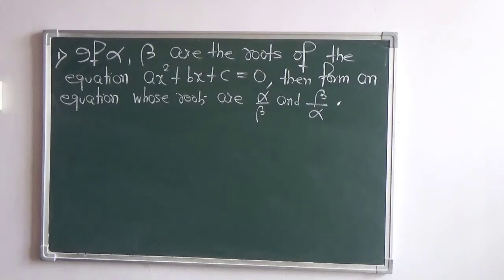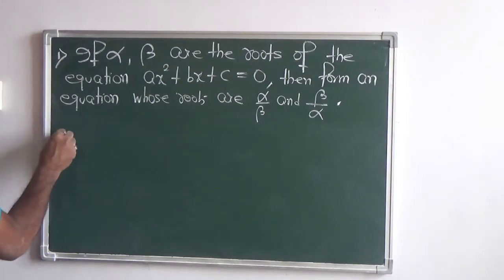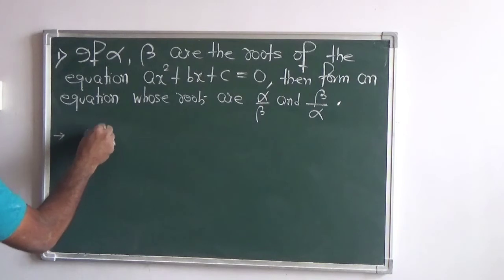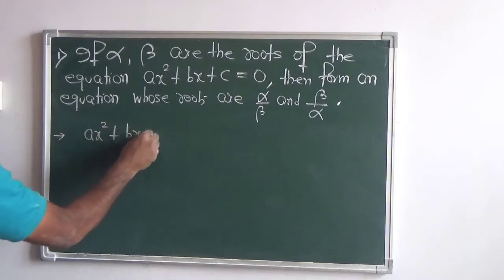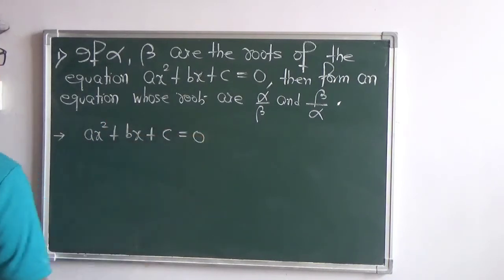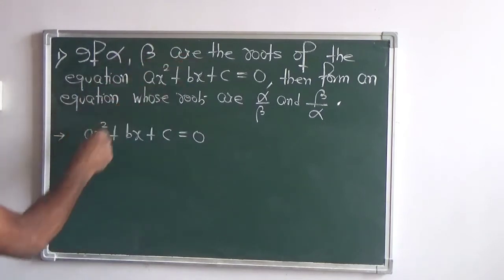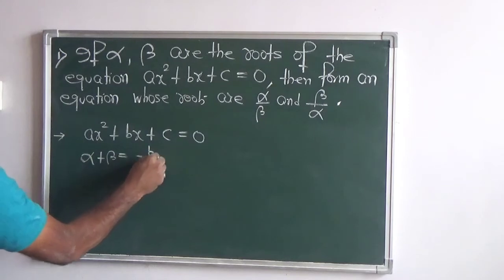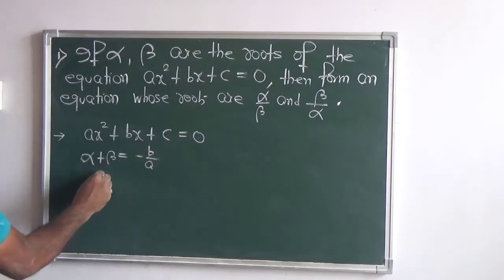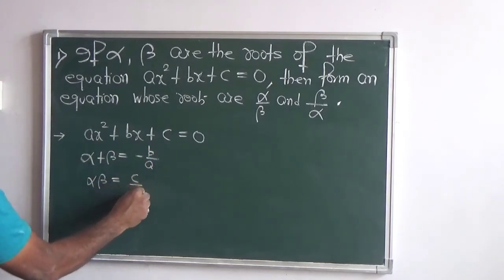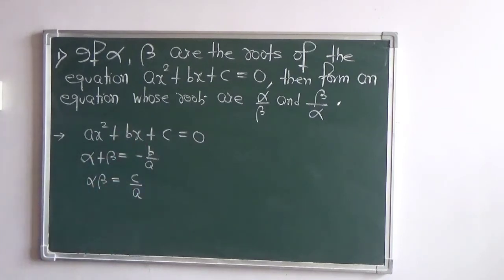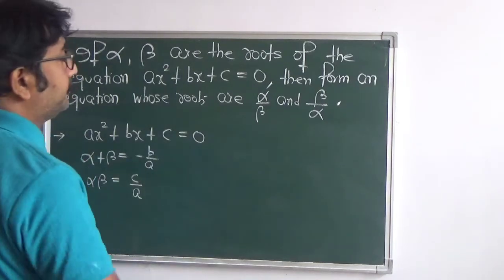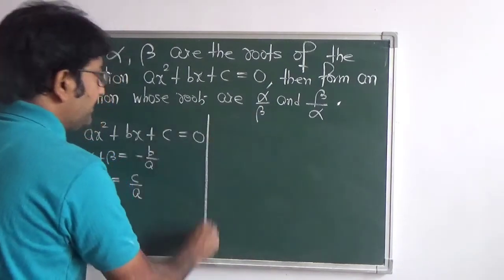So the given equation is ax square plus bx plus c equals to 0. And if alpha and beta are the roots of this equation, then we know that alpha plus beta equals to minus of b by a, and alpha beta is equals to c by a, that we have already known. So this information is currently with us. Now we need to find the equation whose roots are this one. So we have to find the sum of the roots.